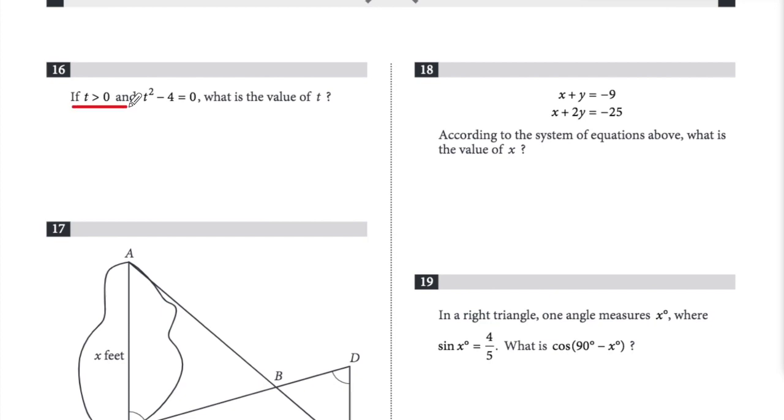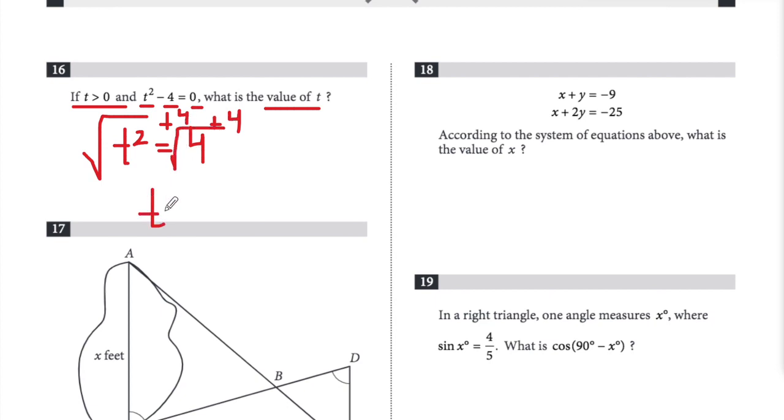If t is greater than 0 and t squared minus 4 equals 0, what is the value of t? So let's solve for t. We have t squared equals 4, because I'm adding 4 to both sides first. And then I can square root both sides, and I get t equals plus or minus 2. But remember, it says that t is greater than 0, so therefore t would have to equal 2. So our answer is t equals 2. Alright, let's go to the next one.